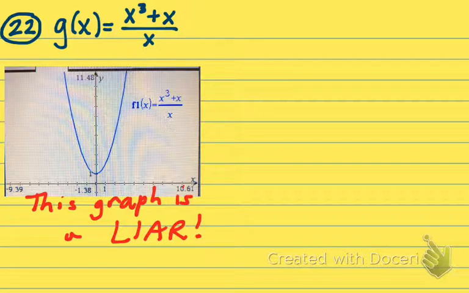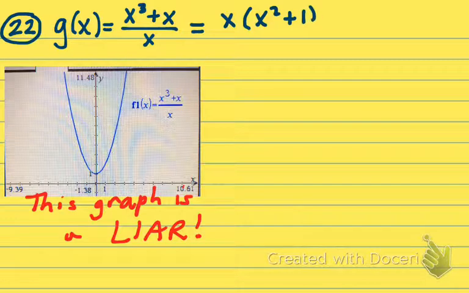Now, the reason that we know this graph is a liar is that when we look at this function with a little more sophisticated eye, what we see is an x in the denominator. And we also see that in the top we have an x we can factor out. And whether or not that x factors out determines what kind of discontinuity we're dealing with here. So when I factor x out of the top, I have x squared plus 1 as my second factor, and I have an x in the denominator.